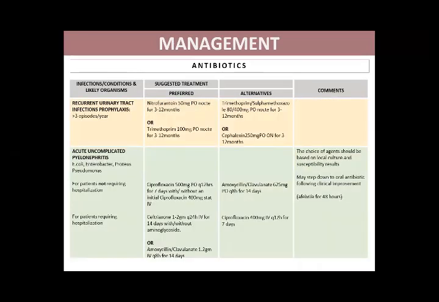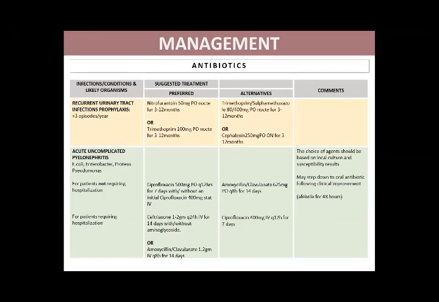For patients with acute uncomplicated pyelonephritis, meaning an acute kidney infection, especially because of E. coli, Proteus, and Pseudomonas, they are given ciprofloxacin 500 mg twice a day for 7 days, and you can give it IV, 400 milligrams twice daily, if patients are unable to take oral.